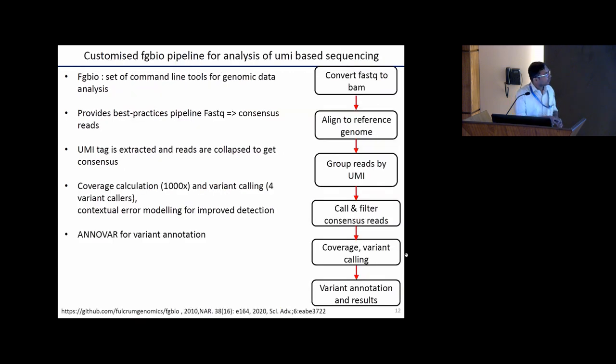So analyzing the data from SMIPS based assays is much different from what we saw earlier. Going from FASTQ till obtaining the consensus reads is actually done by a special tool called FGBio. It is a command line tool for analyzing genomic data. It provides its own best practices pipeline to obtain these consensus reads, and once the consensus reads are obtained, we align it to the reference genome, and the BAM file is then used for coverage calculation, which is typically 1000x, and variant calling. So variant calling is done using 4 variant callers. One of them actually uses contextual error modeling for improved variant detection. These variants are then annotated using NOR, and the results are then analyzed further.